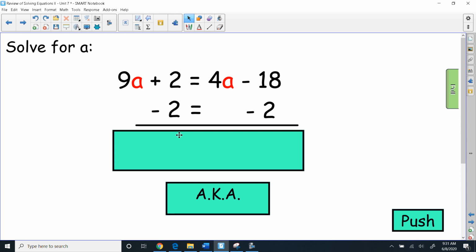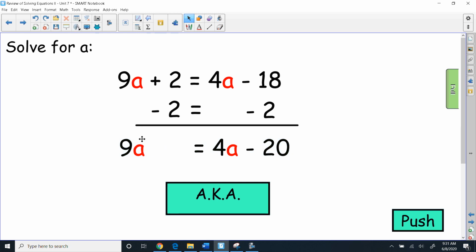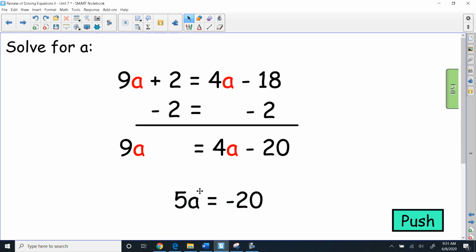That way the 2's will cancel out, leaving us with the 9a on this side. The 2's canceled out, equals, bring down the 4a, and we have a minus 18 minus 2. That'll give us a minus 20. So now we got to bring the 4a over to this side.